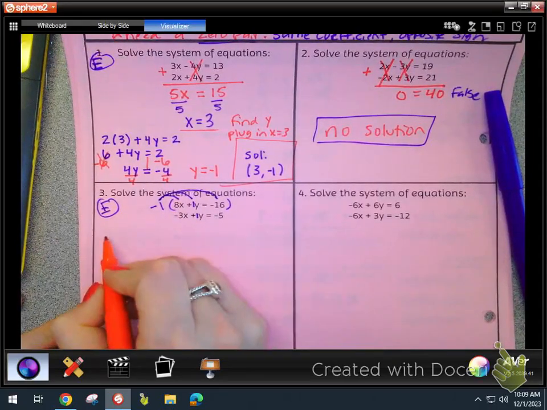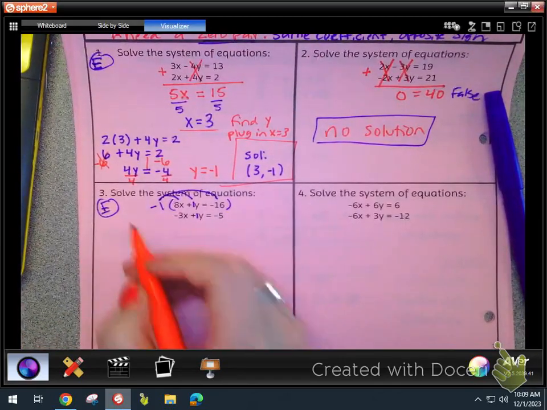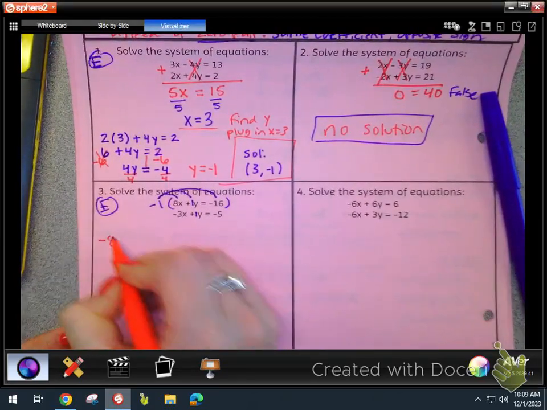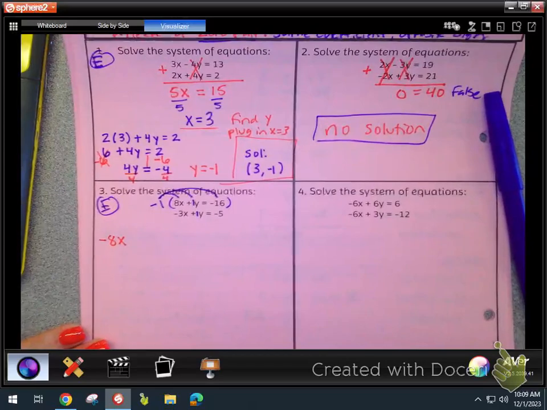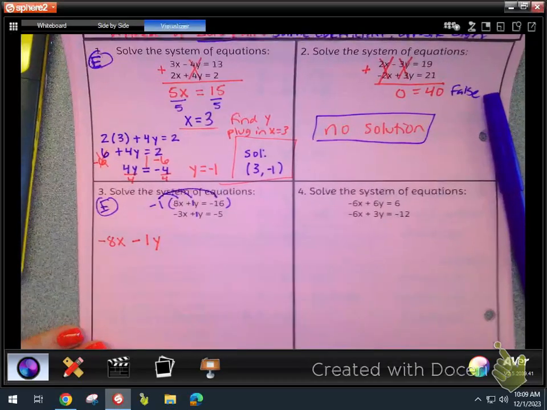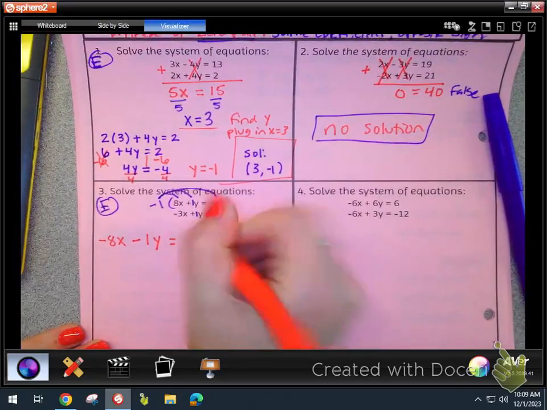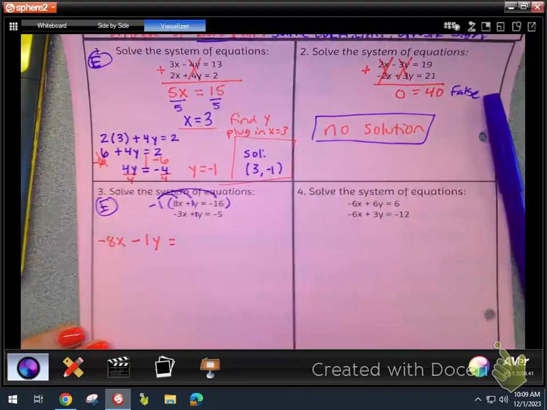-1 times positive 8x. I'm going to rewrite it over here. What's -1 times positive 8x? Negative 8x. -1 times positive 1y is negative. And you don't have to put the 1. You can just put -y, but I kind of like having the 1 for this. Equals, one more time, what's -1 times -16?